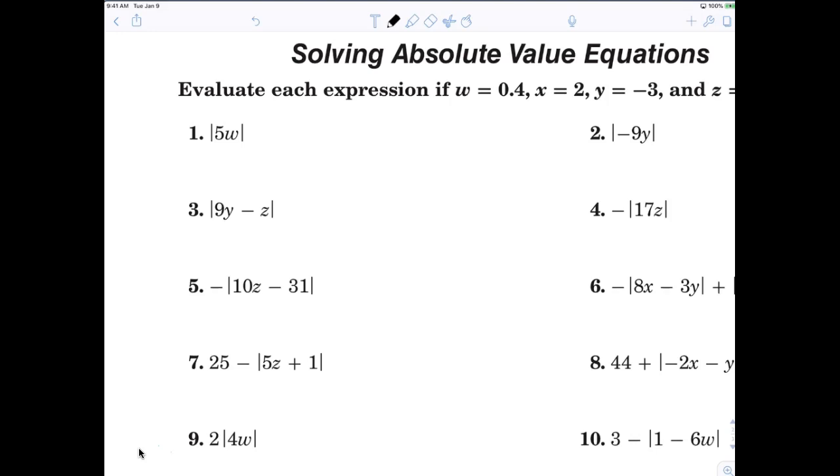All right, just to make sure. Absolute value of 5 times, what's W, somebody? 0.4, right? Wait, how do you do that? Everybody agree with that? So what's 5 times 4? But we have a decimal, so it's really what? 2. Thank you. So what's the absolute value of 2?